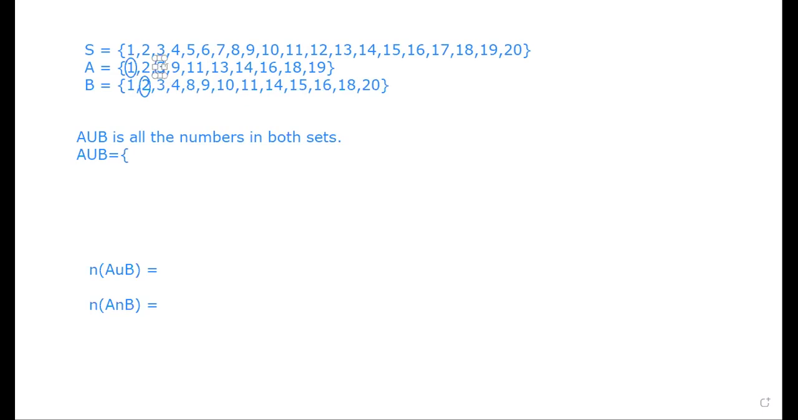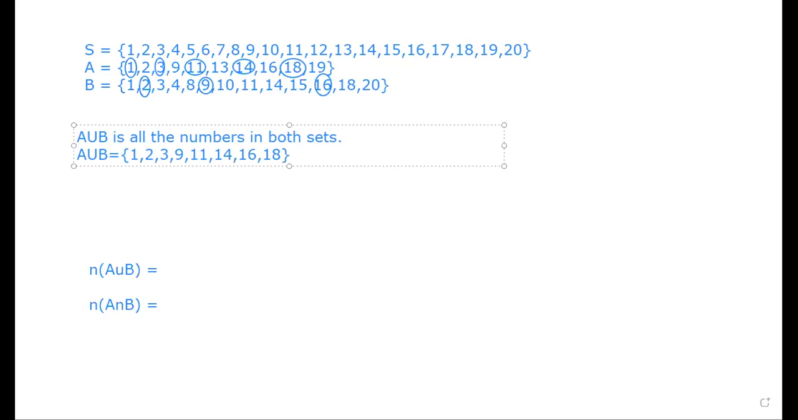I don't have a four, I do have a nine. Don't have a 10, but I have an 11. I don't have a 13, but I do have a 14. I don't have a 15, but there's a 16. I don't have a 17, but there's an 18, and there's no 19 or 20. So all the ones I circled will be the ones that are in A union B. So 1, 2, 3, 9, 11, 14, 16, and 18.